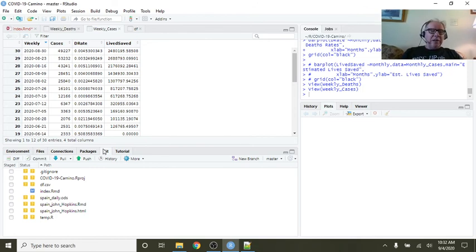Anyway, so that's it for the Spanish in a nutshell report for the COVID-19 data for September the 4th, 2020.